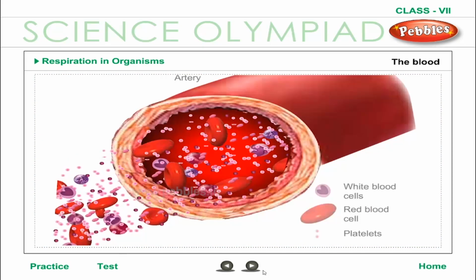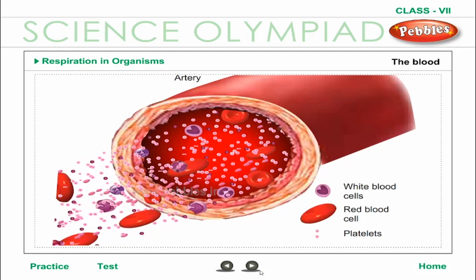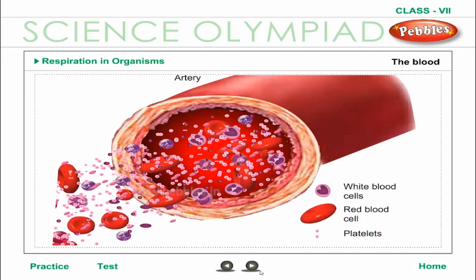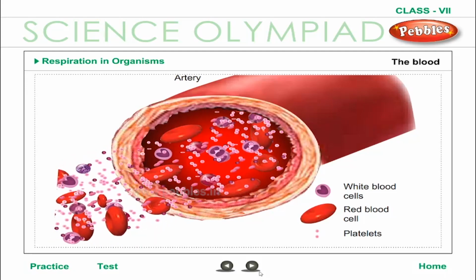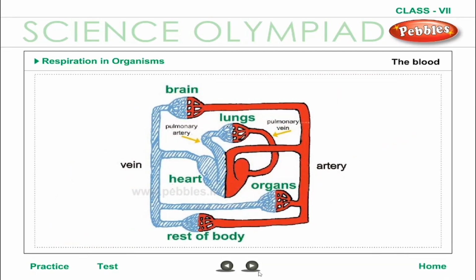The blood. Blood is a connective tissue that runs through the entire body. It forms a medium through which nutrients, important gases, water and waste products are transported inside the organism. The blood flows in blood vessels, namely arteries, veins, and capillaries. Blood constitutes about 8% of the body weight. An average male body has about 5 to 6 liters of blood. Blood consists of several cells suspended in a fluid called plasma, which is a straw-colored liquid.